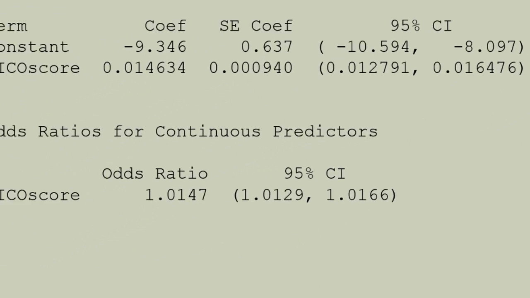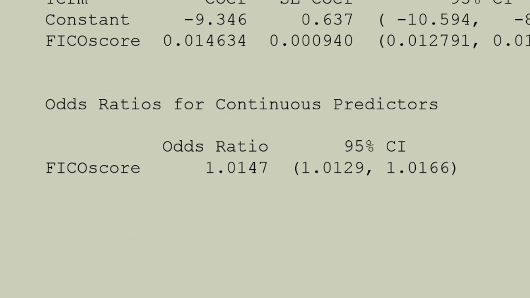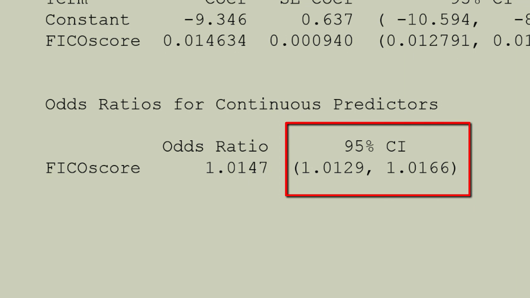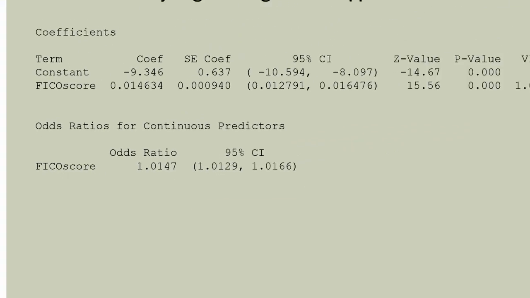Now below that, we have the odds ratios for continuous predictors. And we'll talk about this more in depth here in a few minutes, but I just want to point out one thing. Look at the 95% confidence interval for the odds ratio. If the confidence interval contains 1 or 1.00, then that means that increasing, in this case, the credit score by 1 point does not really change the odds any, and it does not have an effect. So always look at the confidence interval for the odds ratio, and if it contains 1, then that variable does not have any impact on the odds.